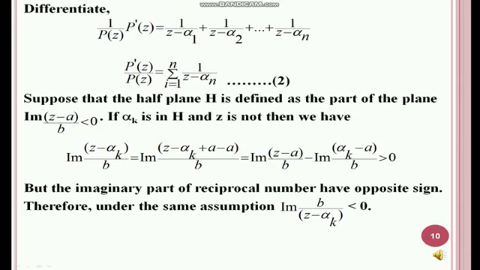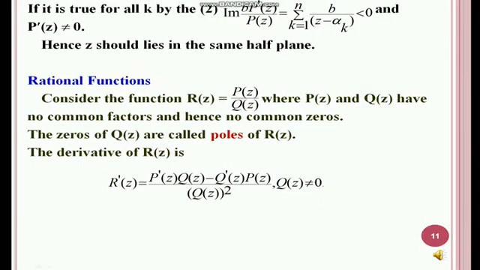But the imaginary parts of reciprocal numbers have opposite signs. Therefore, under the same assumption, the imaginary part of b divided by z minus alpha k is less than 0. If it is true for all k, by equation 2, we get the imaginary part of b into p dash of z divided by p of z, equal to summation k equal to 1 to n of b divided by z minus alpha k, is less than 0 and p dash of z is not equal to 0. Hence, z lies in the same half plane.